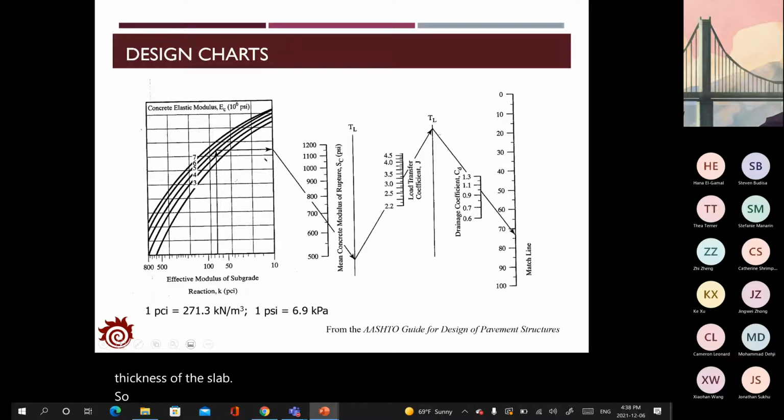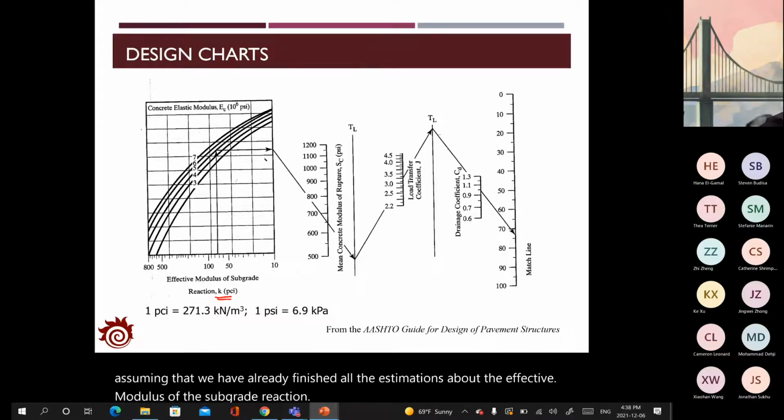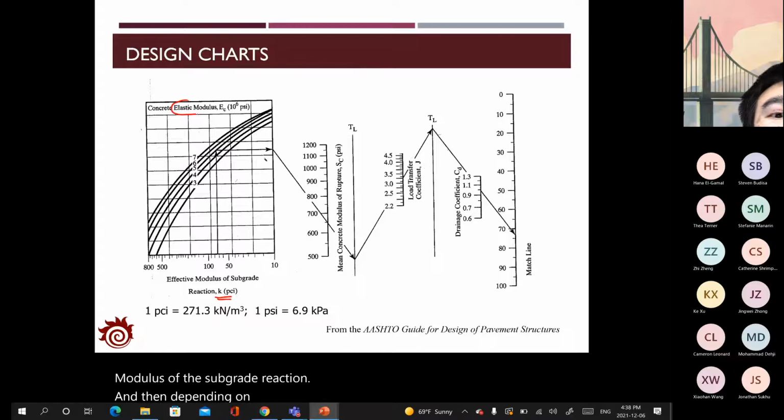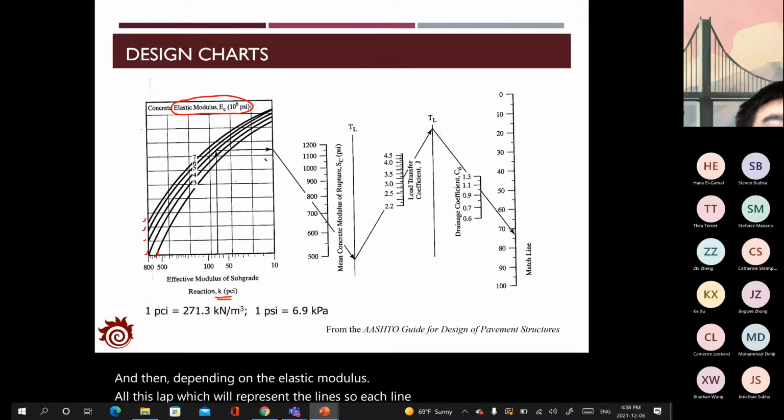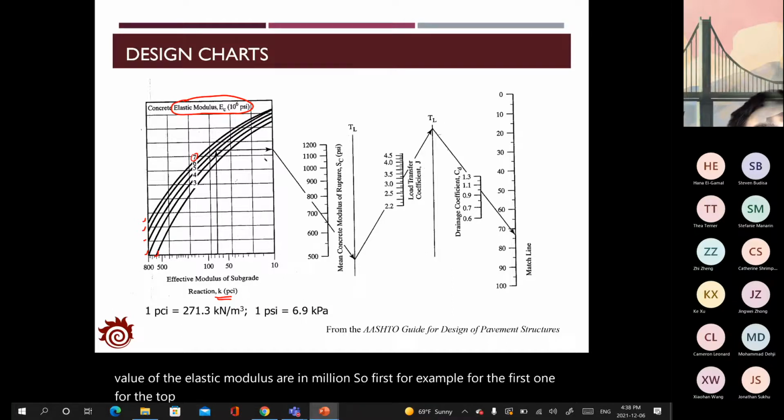This is the nomograph that we're going to apply for the rigid pavement, assuming that we have already finished all the estimations about the effective modulus of subgrade reaction. Depending on the elastic modulus of the slab, each line will represent one value of the elastic modulus in million PSI. For example, the top line represents 7 million PSI, and the bottom one represents 3 million PSI.